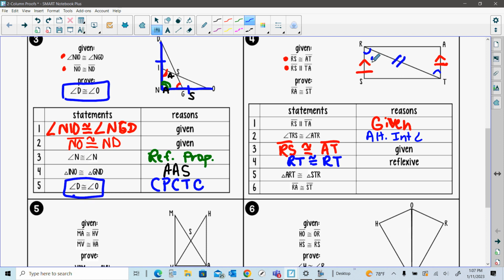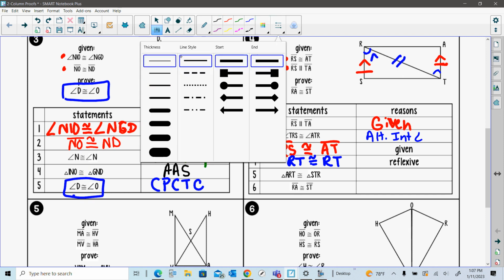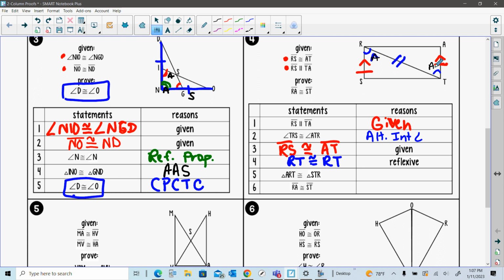If you need to, you can put in your letters. Sorry, this is an A. This is a side. There's the other sides. Which one would this be? Yep, side, angle, side. And so our last line is talking about the sides RA and ST. What's our reason for this line 6? Yeah, CPCTC.